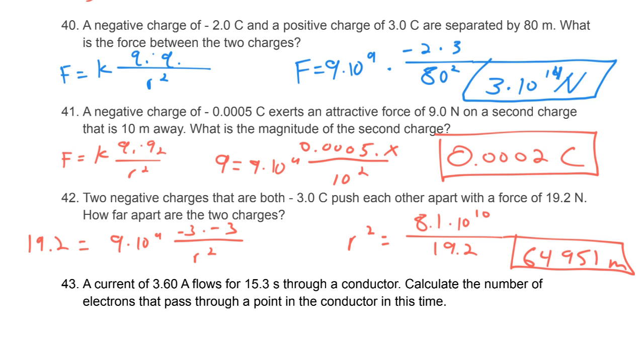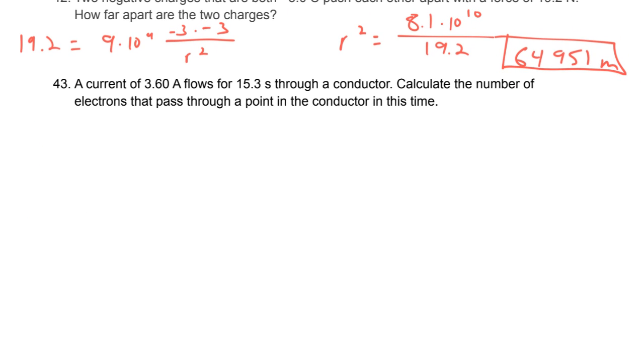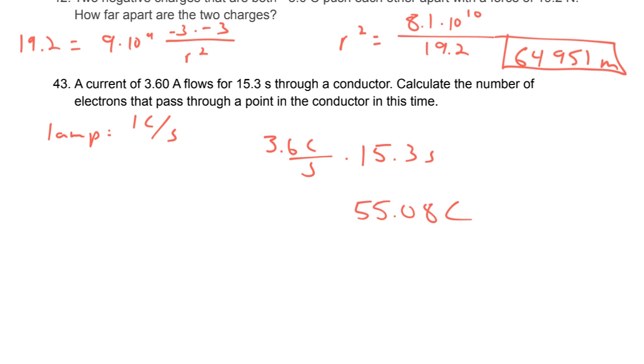All right, for number 43, we need to know the definition of an amp. So 1 amp equals 1 coulomb per second. So 3.6 amps would be 3.6 coulombs per second. So 3.6 coulombs per second times 15.3 seconds will give us how many coulombs of charge. And I get 55.08 coulombs of charge.